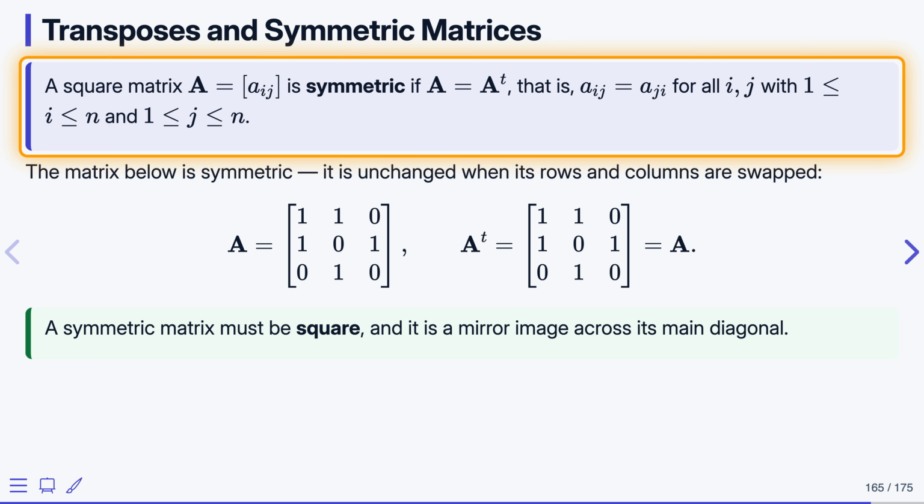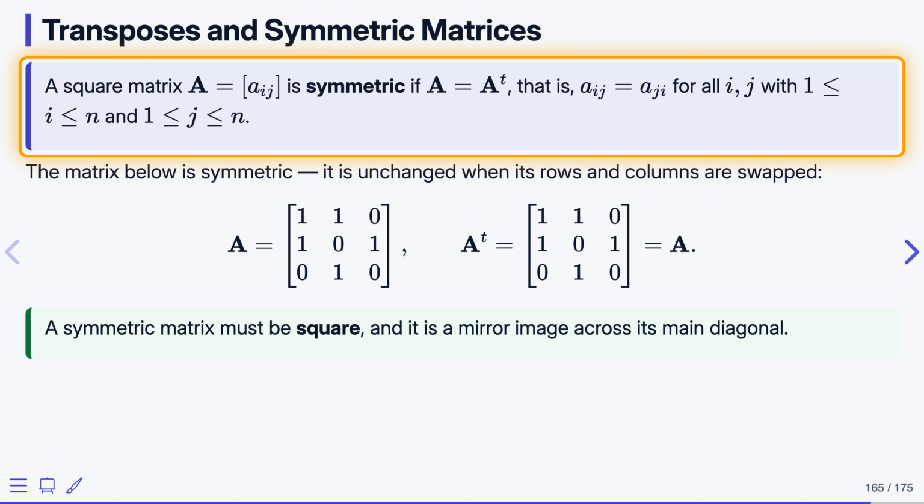This slide is about symmetric matrices. A square matrix A is called symmetric when it equals its transpose. Remember, the transpose flips the matrix over its main diagonal. The entry in row i, column j trades places with the entry in row j, column i. So A is symmetric exactly when a sub ij equals a sub ji for every row i and every column j.